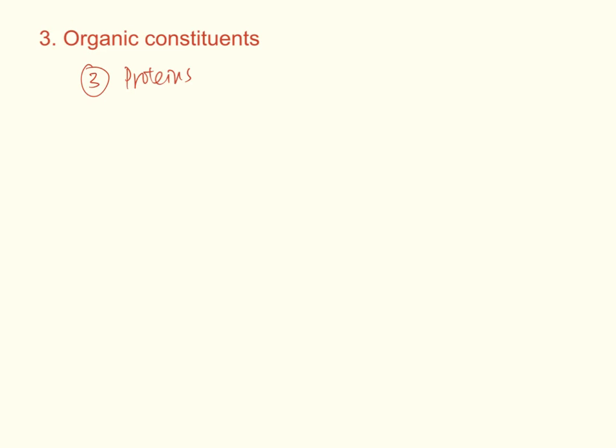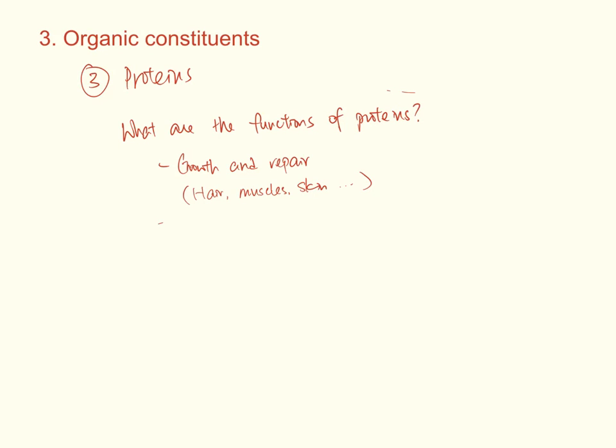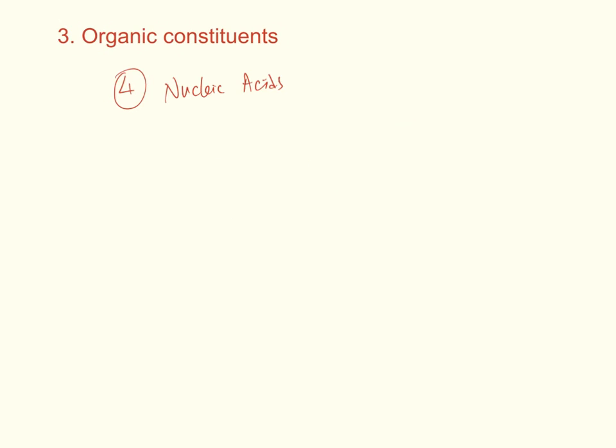Next, we've got proteins. Do you remember what proteins are used for in the human body? They're used for growth and repair of body tissues. They're used for making enzymes which cause chemical reactions to happen. And they're also used for antibodies, which help us to fight against diseases.